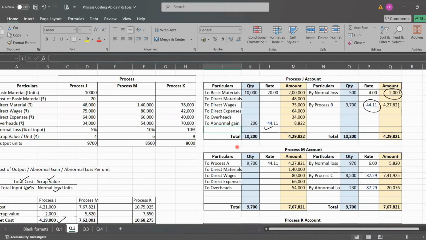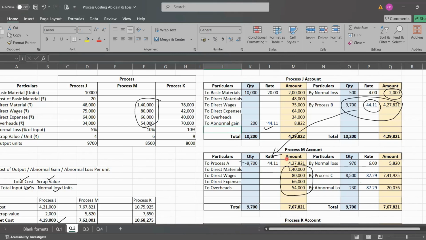Now let us move to process number 2. All these figures should be transferred to the debit side of the process M account, and then the next step is the same, transfer all these values from process M: 1,40,000, 80,000, 66, and 54.